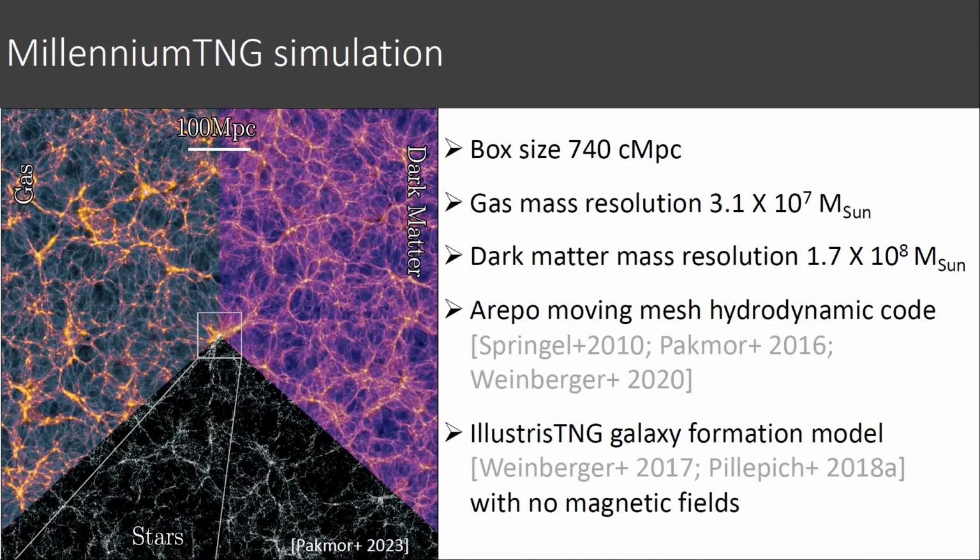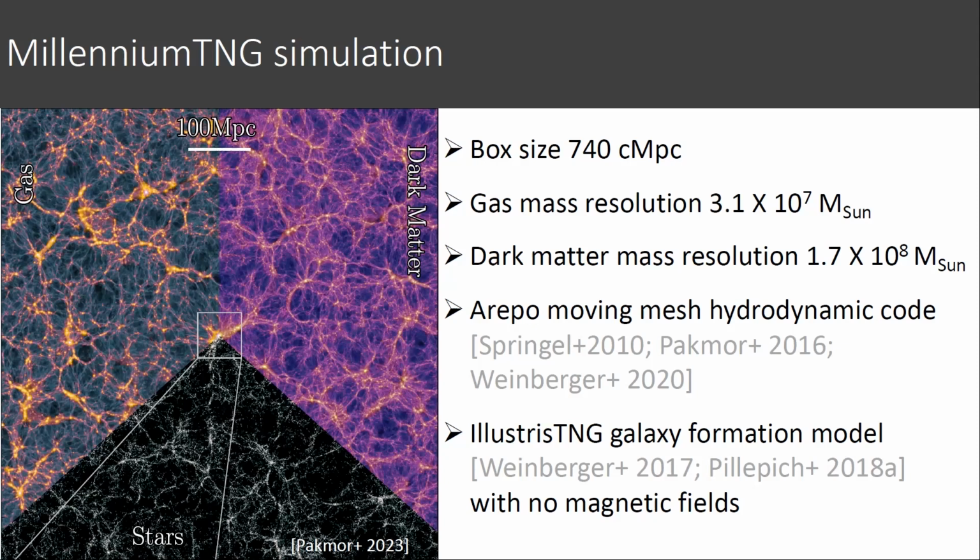The Millennium TNG simulation has a box size of 740 co-moving megaparsec. And it still has a resolution which is actually not bad for both the gas and the dark matter. And it is a fully hydrodynamical simulation. It's based on the AREPO moving mesh hydrodynamic code. I don't have time to go through all the details now, but basically that is the code that is operating its predecessor, Illustris TNG. And in fact, also the galactic physics model is borrowed from Illustris TNG, with the exception that you don't include magnetic fields.